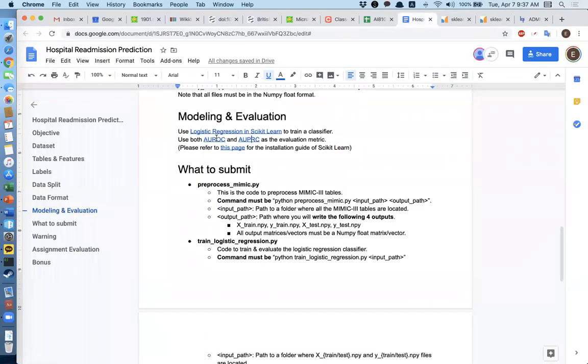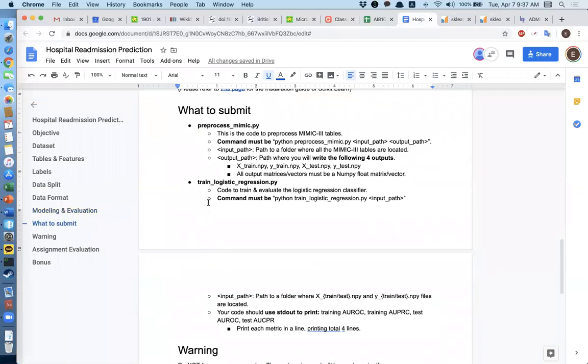All right, so use both AUROC and AUPRC, and refer to this page for installation. If you don't know how to install scikit-learn, just click this page. What to submit? You need to submit two codes and the specs.